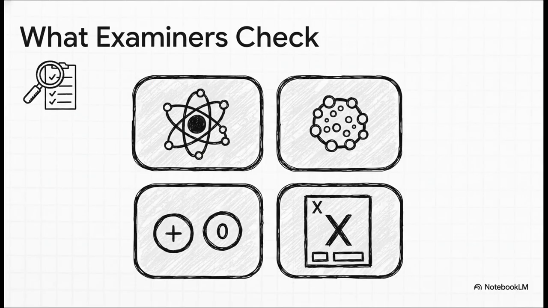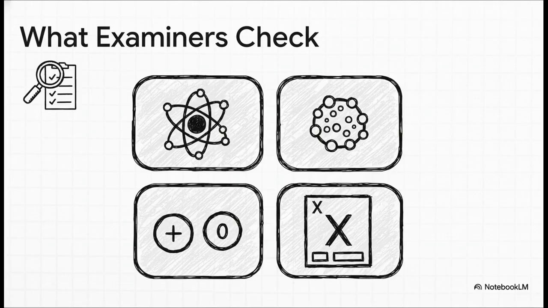Okay, here it is. These 4 points, this is the whole game, right here. The examiners are just checking a few simple things. Do you know what's in the nucleus? Do you know where the electrons are? And do you know the charge for each little particle? If you can nail these basics, you are golden. But, and this is a big but, if you get these confused, it's like a domino effect. You'll see mistakes pop up all over your paper.